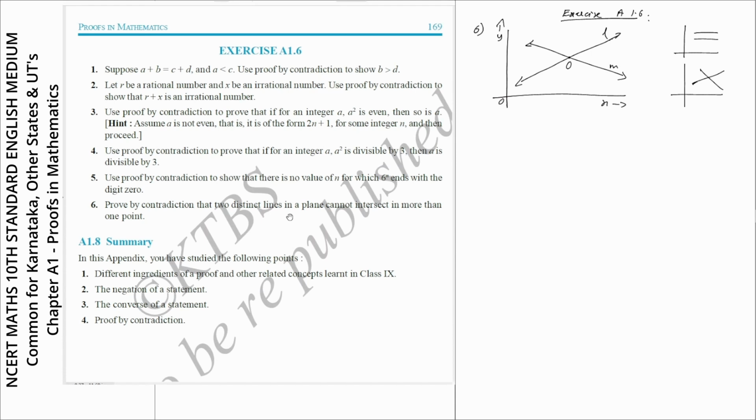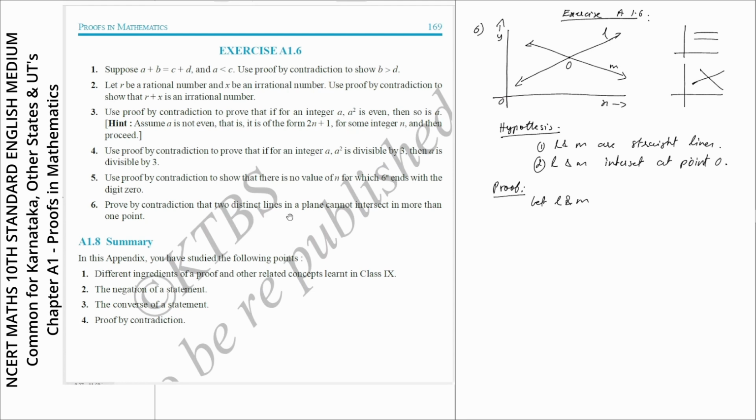Now, let me first write the hypothesis. L and M are straight lines, and L and M intersect at point O. I should prove that these two lines will not intersect at another point apart from point O. So on the contrary, I'll contradict that and assume that L and M intersect at another point apart from O.